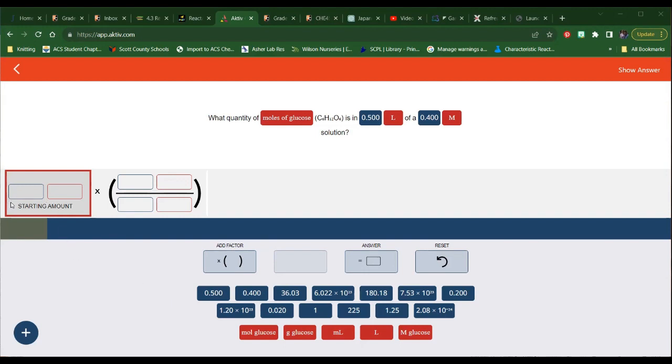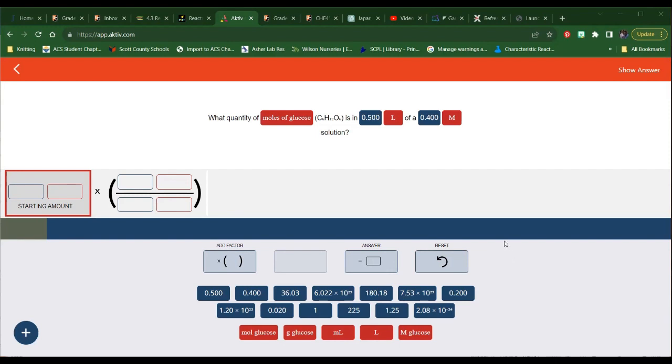Notice that these rectangles here have different colors. The first one is a dark color, dark blue, or it may look black to you, and the second one is red. And if we look over here, all of the numbers are blue and all of the words or units are red. That indicates that when we're placing things in those boxes, we should put numbers in the blue boxes, and units in the red boxes.